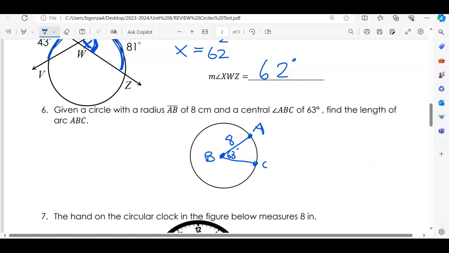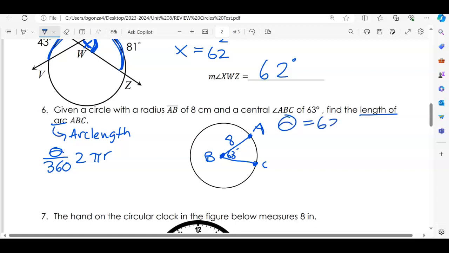Well, let's find the length of the arc, which means arc length. And what's the arc length formula? Well, it's theta over 360 times 2 pi r. So theta is 63, r is 8. So 63 over 360, 2 pi 8.